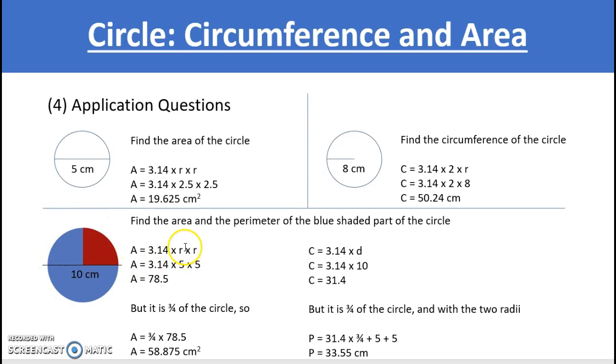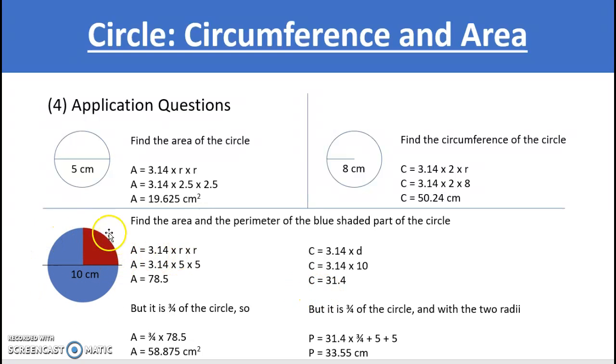So let's start with area first, because that's easy. We use the same formula, pi r squared, so 3.14 times r, and because the diameter is 10, we know the radius is going to be 5. So we get that. But because the blue part is 3/4 of the circle, we take 3/4 times 78.5. If you don't know how to do this, you take 78.5 divided by 4 on your calculator, then times by 3, and you get this answer. Remember, centimeters squared, guys.